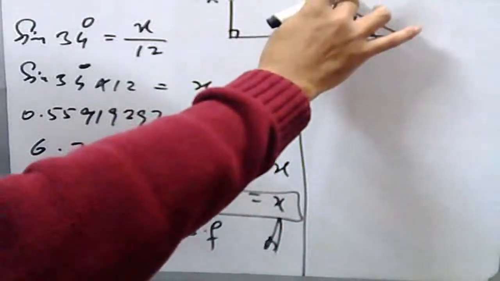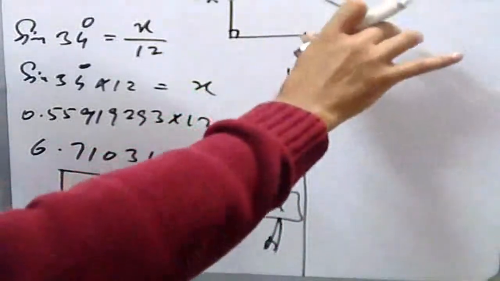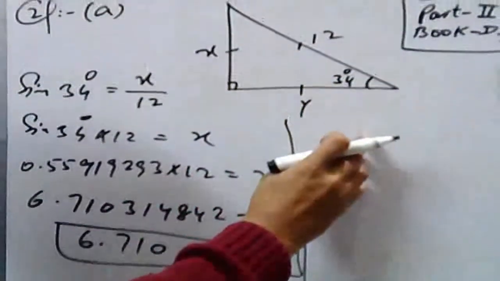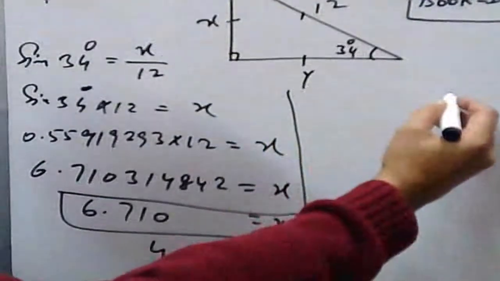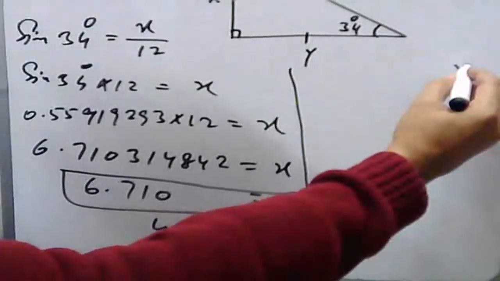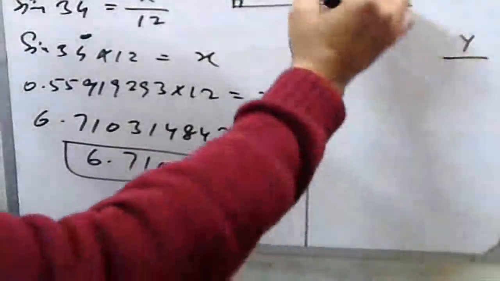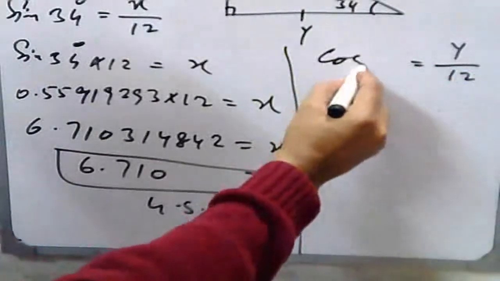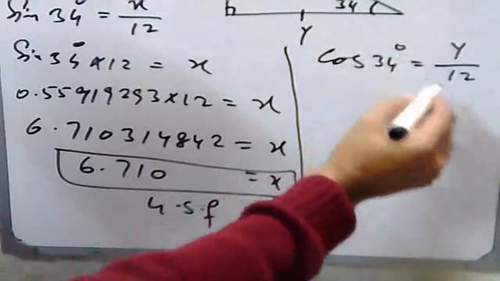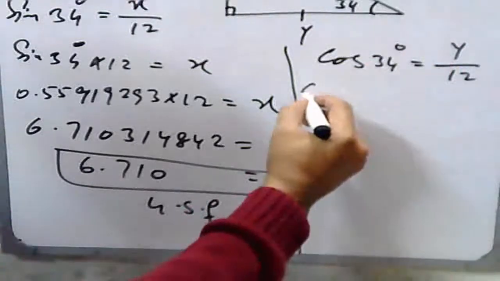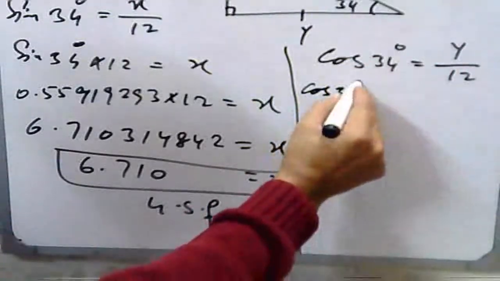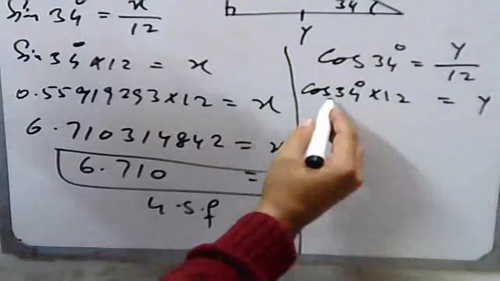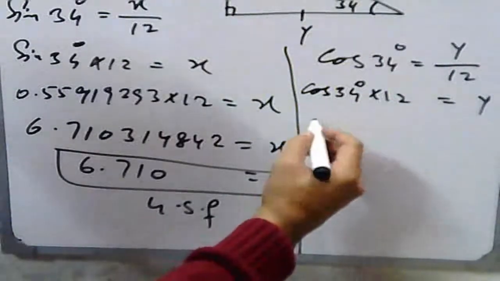But we have to find another side also, that is your y side. So this y and this known side, taking this angle, think about which ratio can apply here. When you see here, adjacent divided by hypotenuse is known as cos, so you can use cos 34 degrees. We need the value of y, so using cross multiplication, cos 34 degrees times 12 is equal to y.